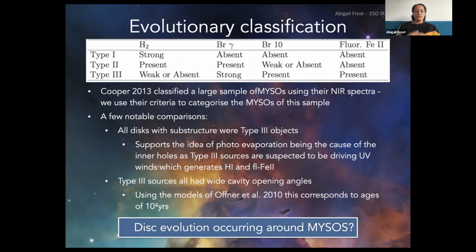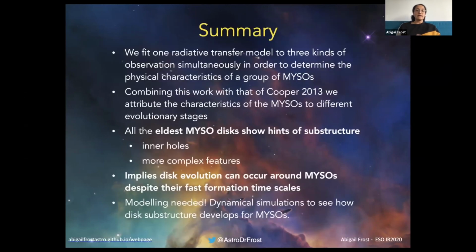We also found that the type 3 sources had wider cavity opening angles. Through comparison with work by Stella Offner in 2010, who saw through modeling that the cavity opening angles of MYSOs get wider with age, we were able to put numbers to these based on the values we got for our cavities, and we find that all the type 3 sources are around 1 to 5 times 10⁴ years. So despite the very fast formation timescales that are associated with MYSOs, we're still seeing suggestions of substructure appearing, and that marks a similarity to low mass disk evolution. So it's interesting to think whether this might be occurring for MYSOs as well. With that, I will leave you with my summary, and I will now take any questions.